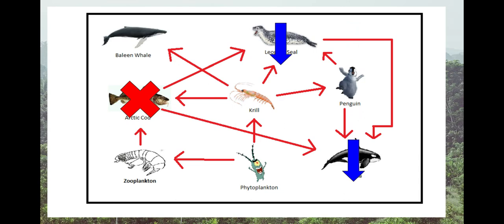If the population of these predators disappeared, what would happen to the penguin? Well, that's good news for the penguins because the penguin population would increase because there's less predators. The zooplankton would also increase because there's less Arctic cod in the ocean to feed on them.